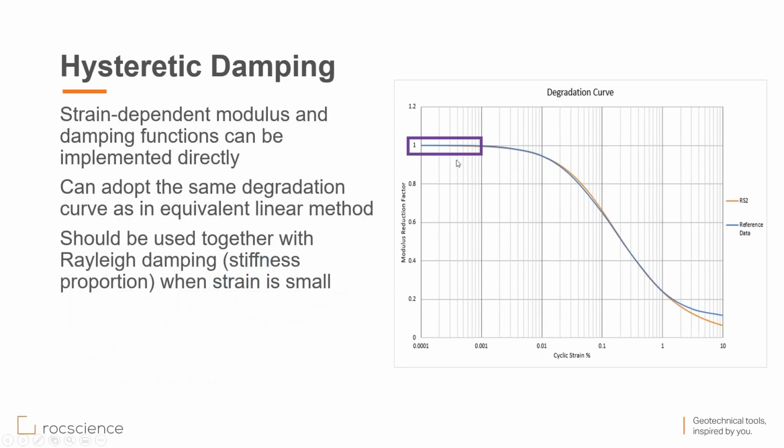However, pay attention here for the hysteretic damping. At the beginning of the simulation, when you have a very small strain, it is recommended that you use Rayleigh damping, but only with a stiffness proportion, to accommodate for the energy dissipation when the strain is small.